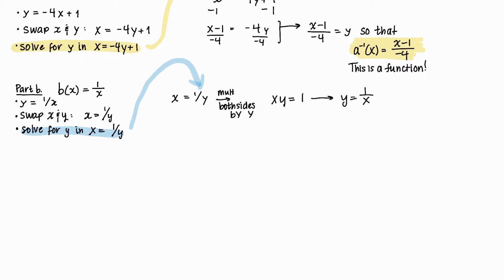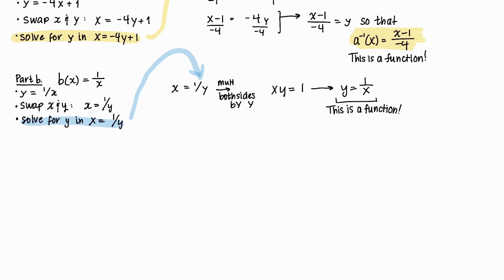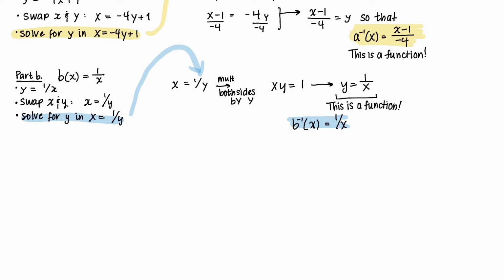Okay, so is this a function? Yes, this is a function. So we have that b inverse of x is 1 over x. So that's a little bit strange, right? Because b of x was equal to 1 over x. But this is saying that b inverse of x is equal to 1 over x. So that's a little weird.